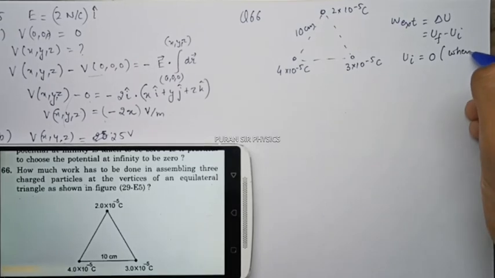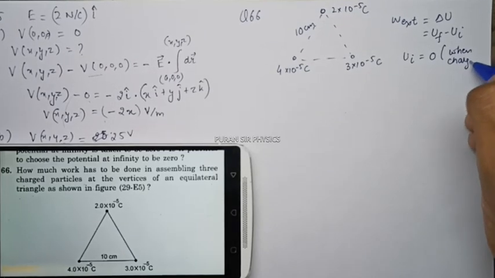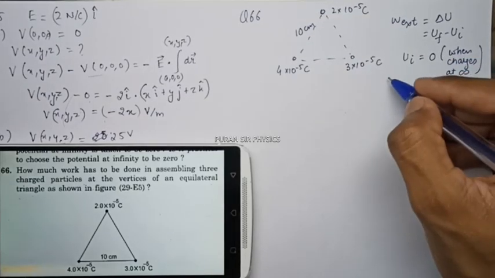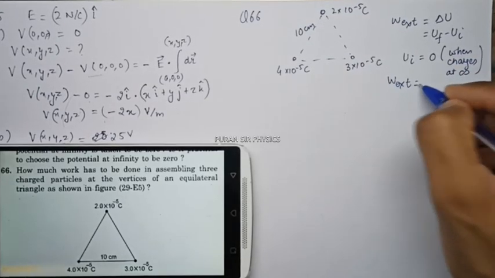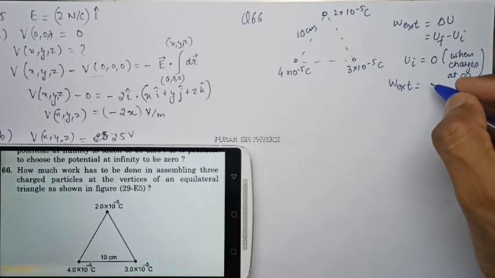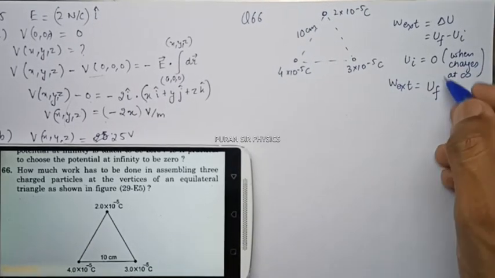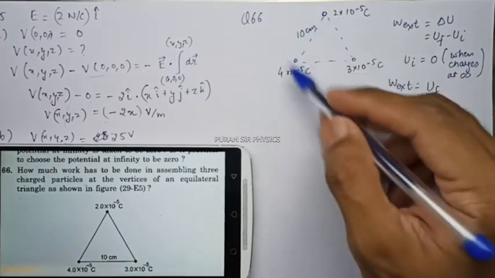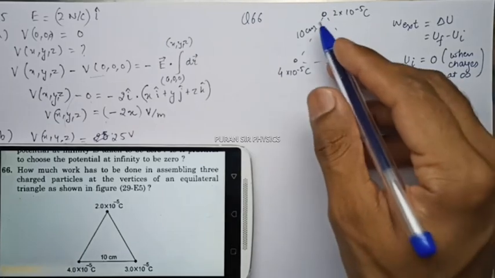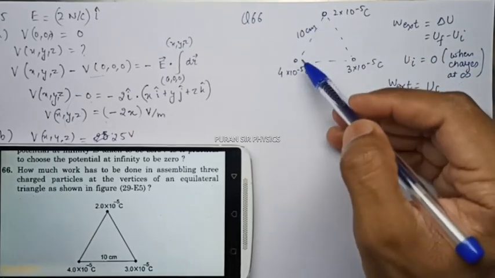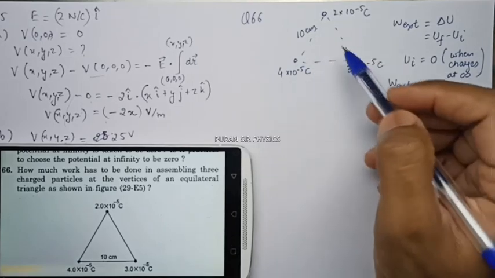So U initial will be 0 when charges are at infinity. So the work done by the external agent, or the work required to form this particular configuration, will be equal to U final, and U final will be the electric potential energy of this particular system. तो कभी भी अगर आपको एक सिस्टम की इलेक्ट्रिकल पोटेंशियल एनर्जी निकालनी है, you have to count the pairs, तो कितने इंटरेक्ट कर रहे हैं.